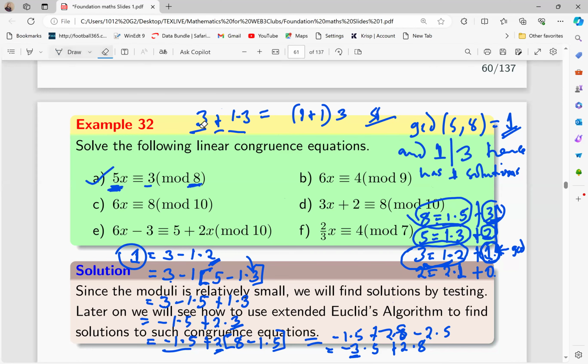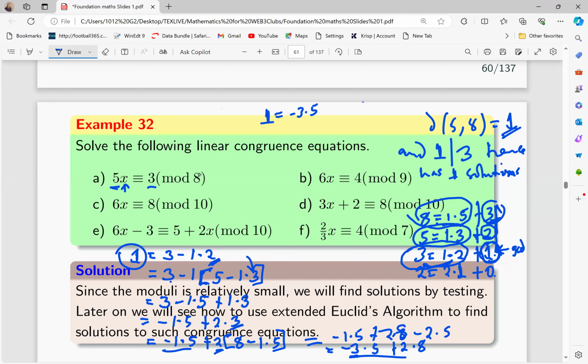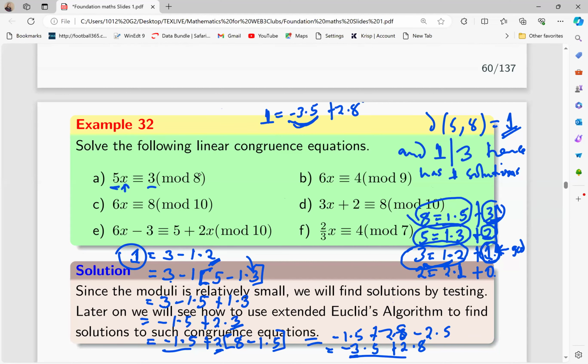Let me just erase here, that I show you what we are doing here. So it's good to know what we want. Because what we want in this question is what is it that when multiplied by 5 gives you 3. What we've just obtained is -3 times 5 plus 2 times 8. In fact, what we have is that -3 multiplied by 5 gives me 1.